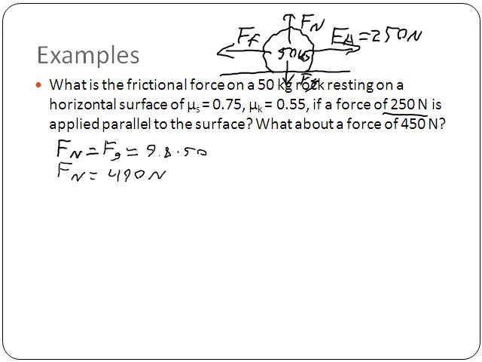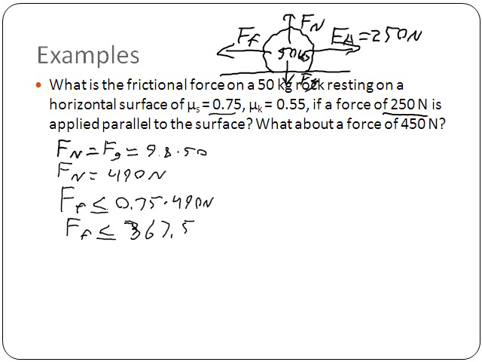All right. If I know that, then I know that the frictional force, if I'm talking about static, is always going to be less than or equal to mu s, which is 0.75, times the normal force, 490 newtons. And so solving this out, the static frictional force can be as high as 0.75 times 490. If we put that in our calculator, we get 367.5 newtons. So that's the maximum value that our frictional force can have.